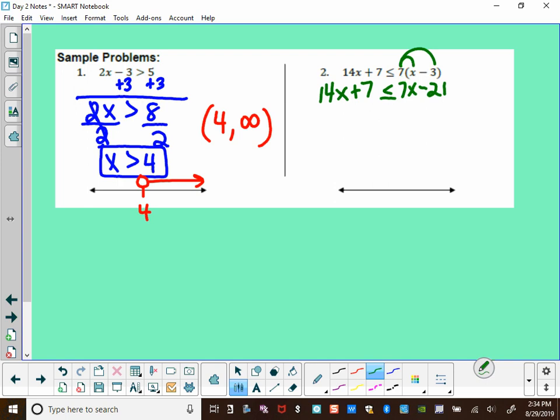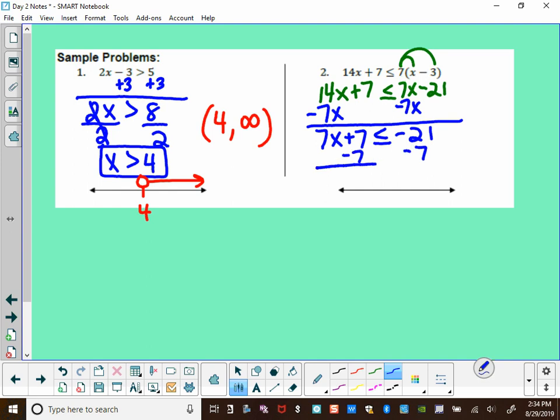Now, let's solve for x. What do you guys want to move first? Yeah, let's move the 7. I'm going to subtract 7x from each side. So that means I am left with 7x plus 7 is less than or equal to negative 21, and then we're going to subtract 7. And so I'm going to put my work over here. We have 7x less than or equal to negative 28.